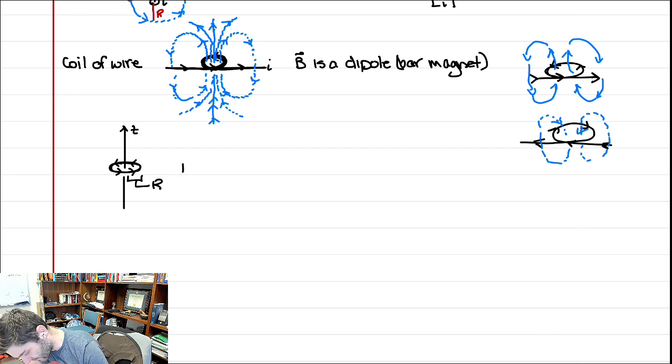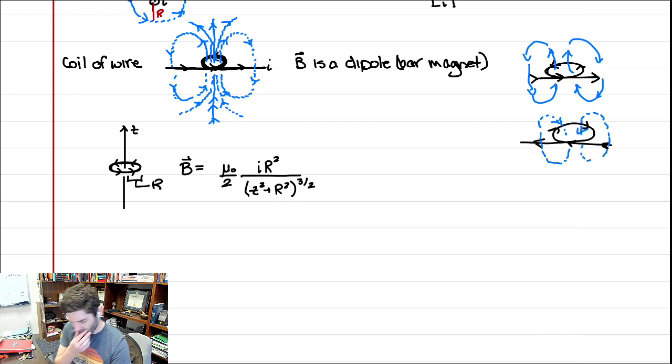Then when you work it out, it turns out that the magnetic field along this axis is given by mu naught over 2, multiplied by the current times r squared, and the entire thing is divided by the quantity (z squared plus r squared), all raised to the 3/2 power. So, not unlike things that we saw with the electric field, where you have these kind of square root things going on in the denominator. It's actually the same exact sort of form.